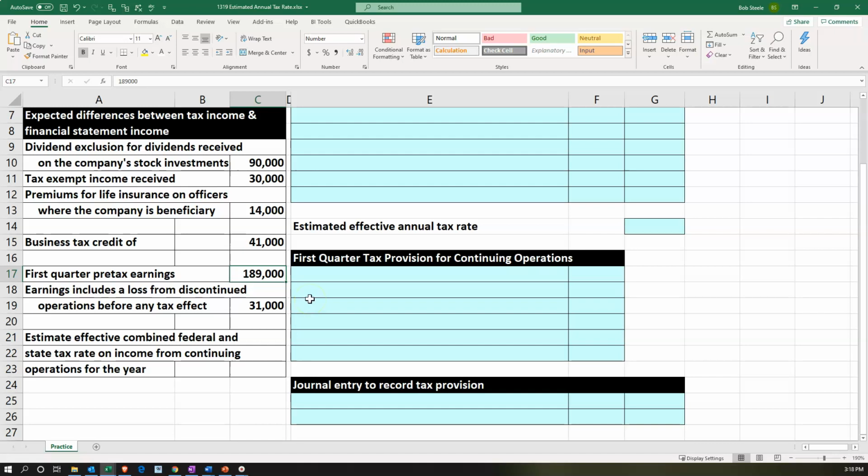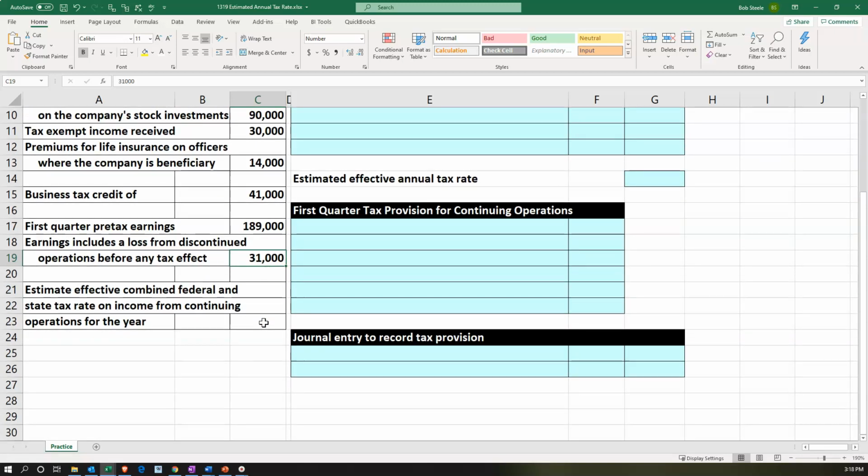Then we have the earnings, which exclude a loss from the discontinued operations before any tax effect. So within this earnings, it includes this loss of $31,000, which is a loss. Earnings includes a loss from discontinued operations, a discontinued operation before any tax effect, for the $31,000. Estimated effective combined federal and state tax rate on income from continuing operations for the year.